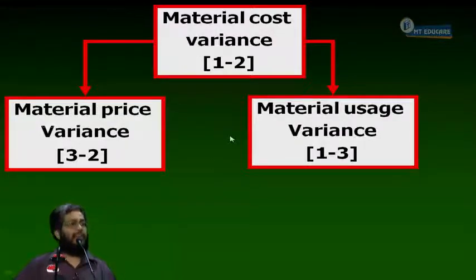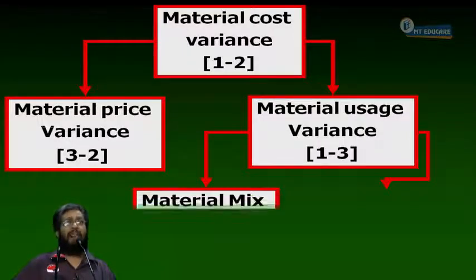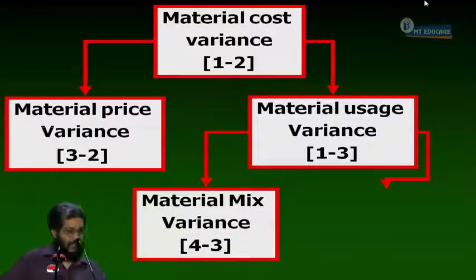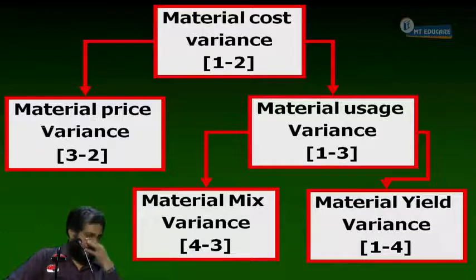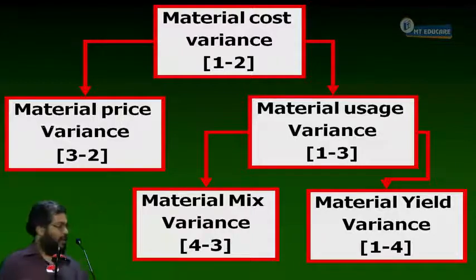Now, only a small breakup. Usage variance is further broken into 2. First branch, write material mix variance, 4 minus 3. Second branch is material yield variance, 1 minus 4.